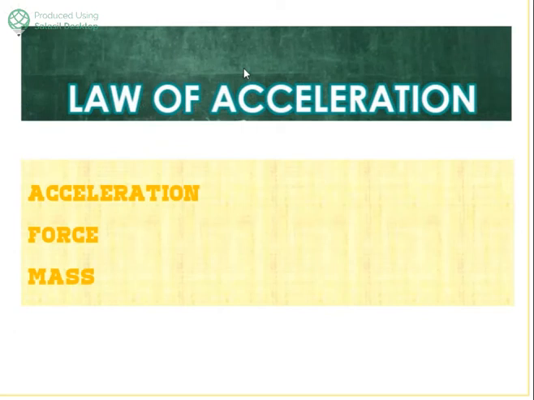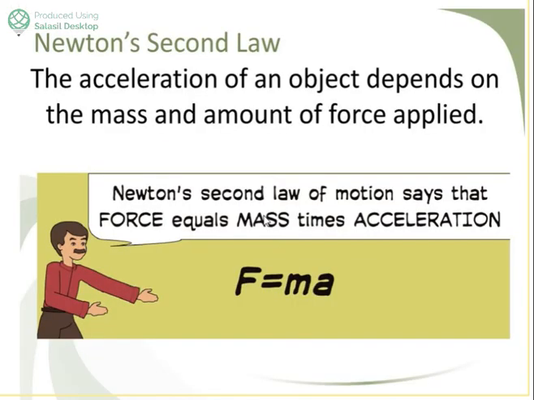So we can call Newton's second law the law of acceleration because there is a link between three variables: the acceleration, the force, and the mass, and we're going to study the relation between the three variables. So what is Newton's second law? Newton's second law states that the acceleration of an object depends on two things. First, the mass. Second, the amount of force applied.